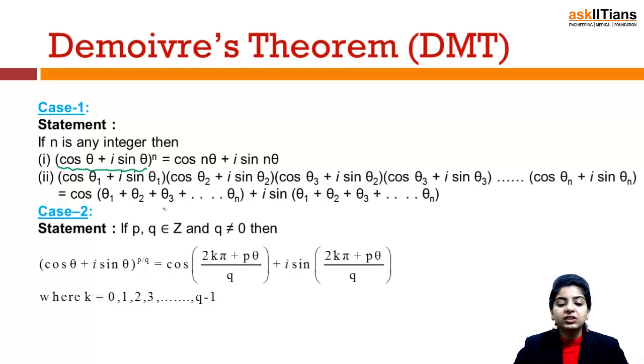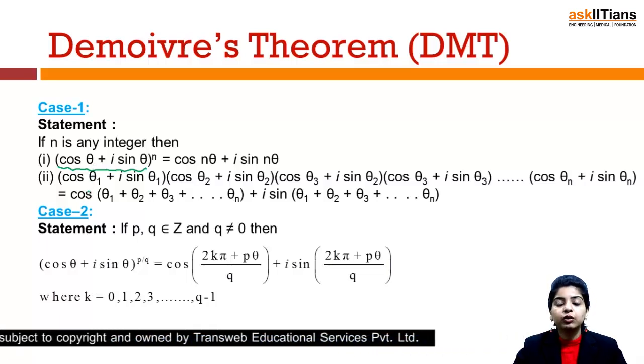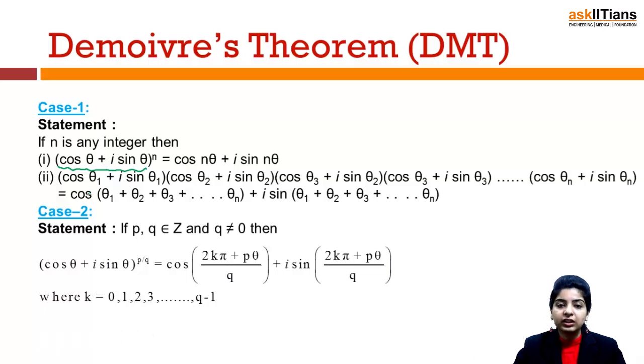So that just means, firstly, if you have (cos theta plus iota sine theta) raised to some power, say n, then that power will come with the angle, that is it will become cos n theta plus iota sine n theta. And then if you have a product of the form (cos theta 1 plus iota sine theta 1) into (cos theta 2 plus iota sine theta 2), and so on (cos theta n plus iota sine theta n), then that will be equal to cos of (theta 1 plus theta 2 plus so on theta n) plus iota times sine of (theta 1 plus theta 2 so on theta n).